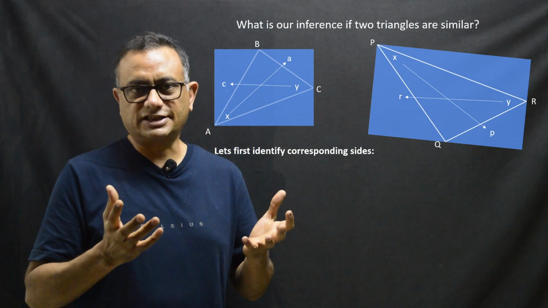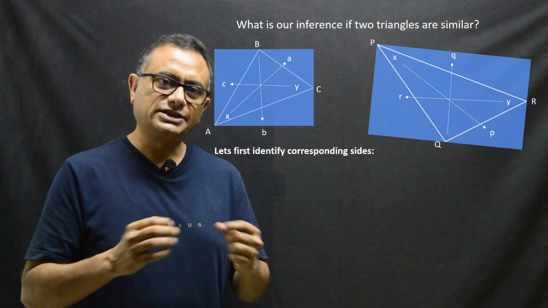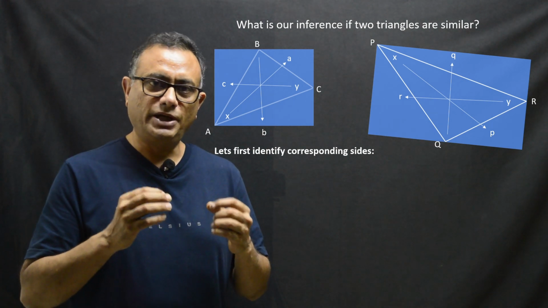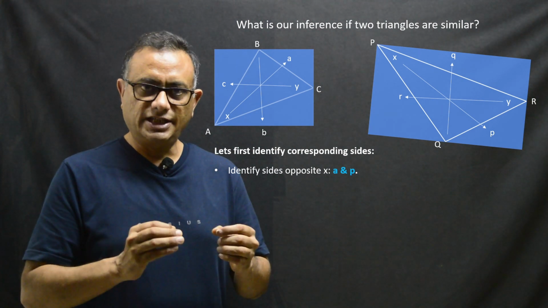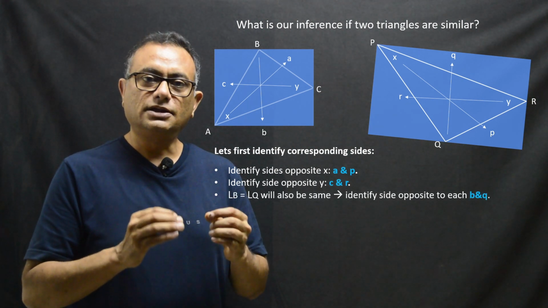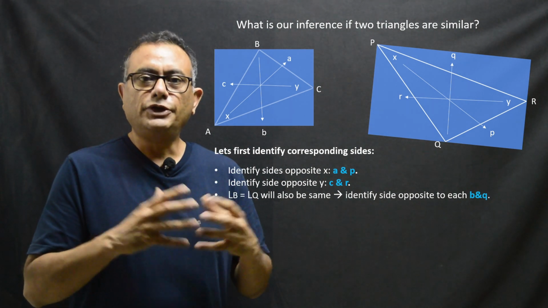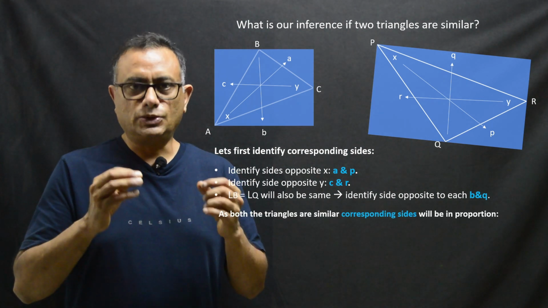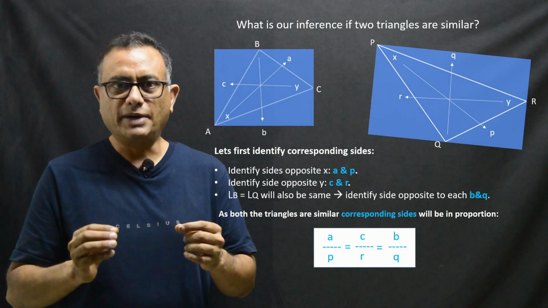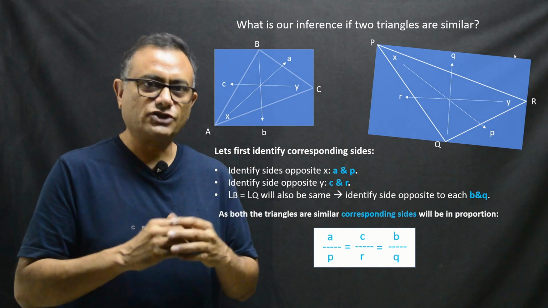And then the third angle is anyway going to be equal, and the opposite sides for the third angle happen to be B and Q. So we have identified now that A and P, C and R, and B and Q are the three sets of corresponding sides. So what do we do now? We use the proportionality rule and state that A by P is equal to C by R is equal to B by Q. This in effect will be the inference that we can make when two triangles are stated to be similar. I hope you have followed this.